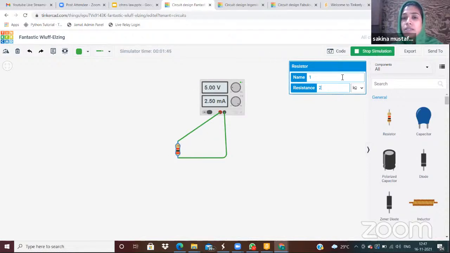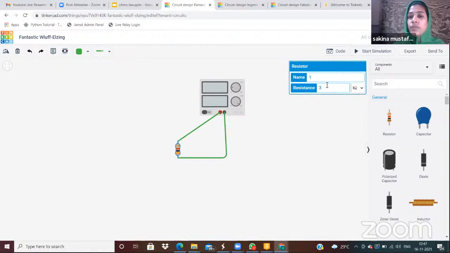So if the resistance is 1, the voltage will be 5. If the resistance is 3, the current is 1.67. So if we multiply 1.67 into 3, we will get the 5 volt. So this is V, that is voltage, is equal to I, that is the current, into R. R is the resistance. So V is equal to IR, the current is in milliampere, ampere is a unit, and resistance R is in ohms. So this is the basics of Ohm's law.